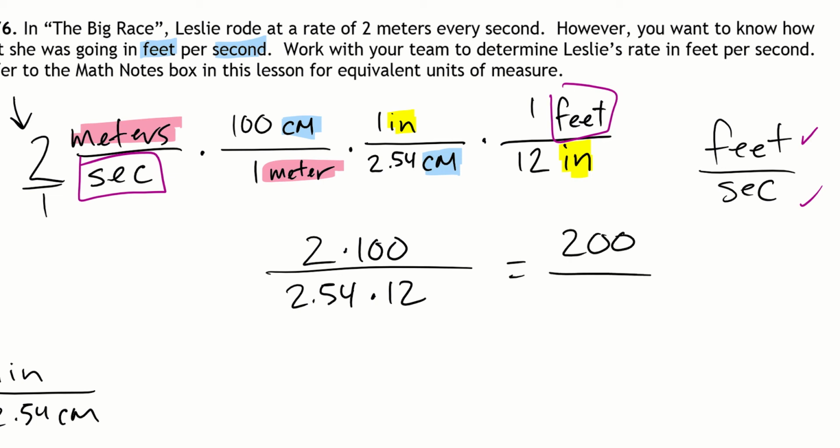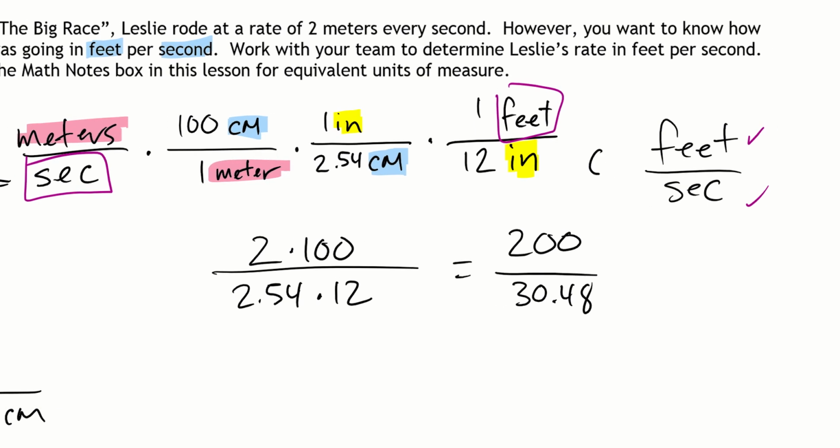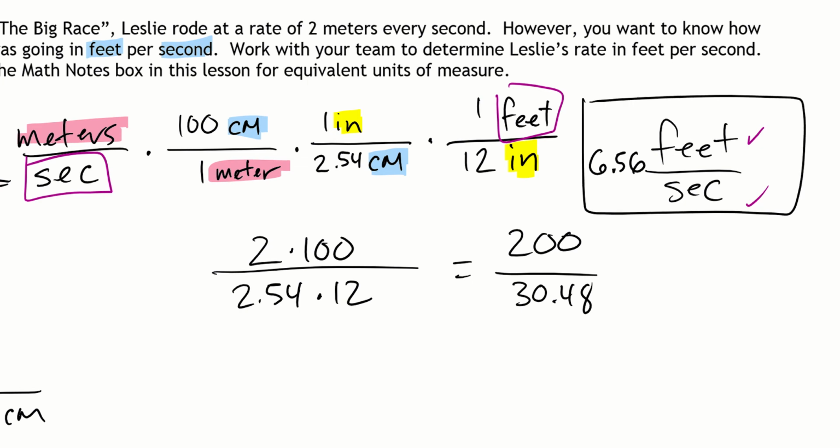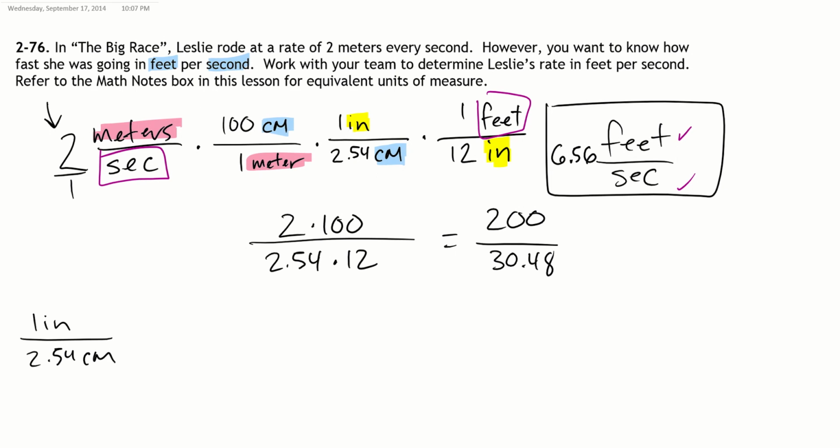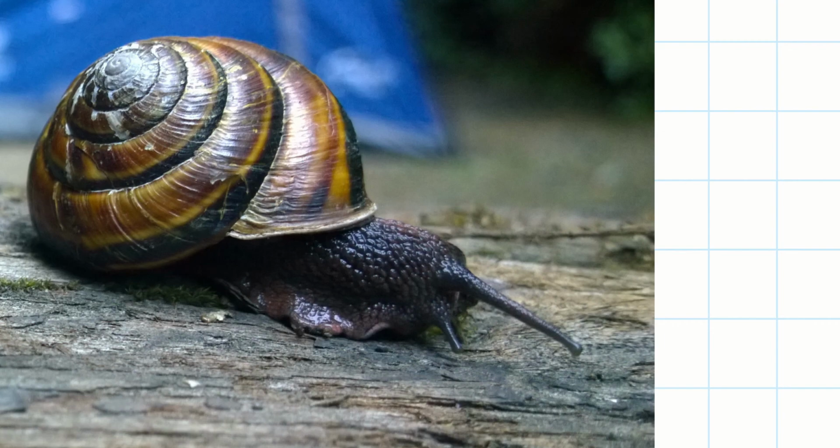Let me grab a calculator. 2.54 times 12 gives me 30.48. And if I take the 200 and I divide it by 30.48, I get 6.56. So my answer is 6.56 feet per second. And again, this was obtained just by multiplying by these ones to manipulate the units from one form to another. Okay, so now we're going to talk about Turbo the Snail from the Redwoods.